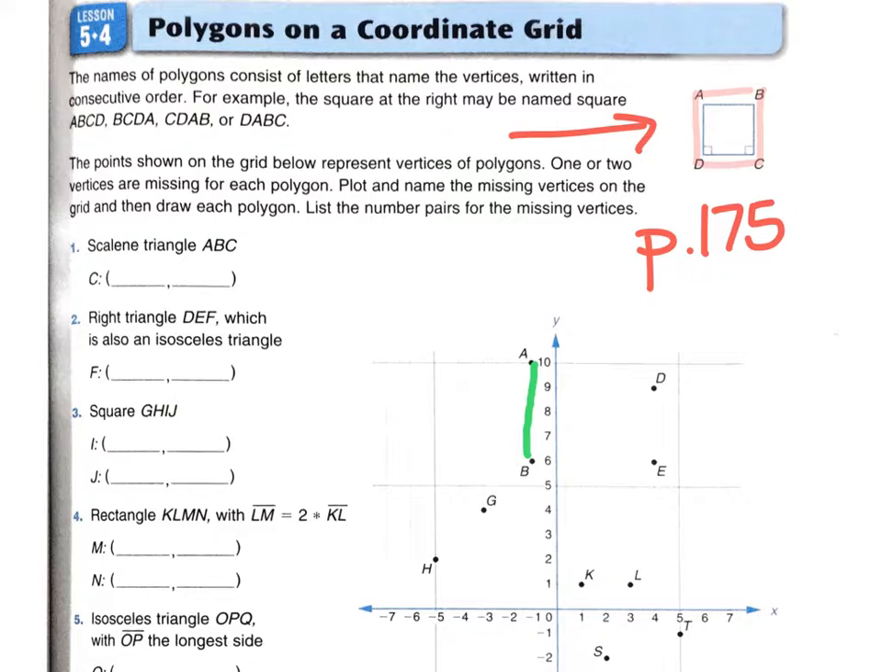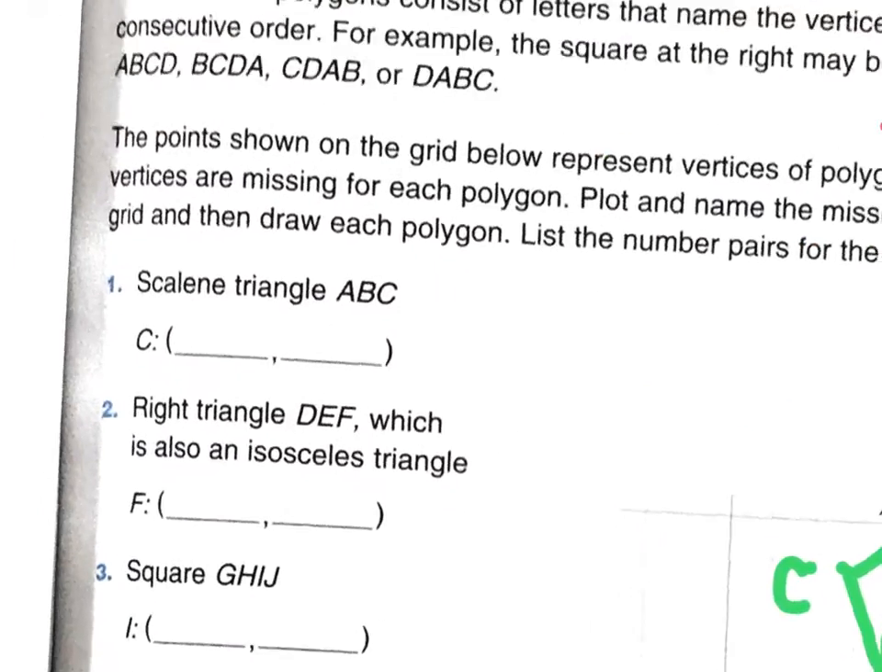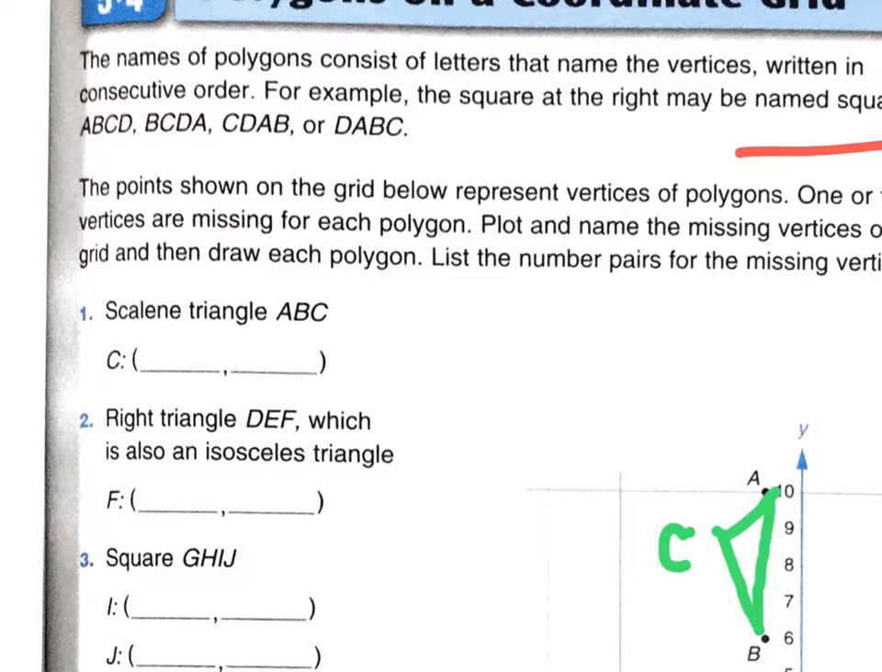So I'm going to pick -2, 9. My points are a little difficult to see on here. And then I'm going to connect those dots. I'm also going to label this C. And now up here is where I need to write down that my point that I plotted was -2, 9.